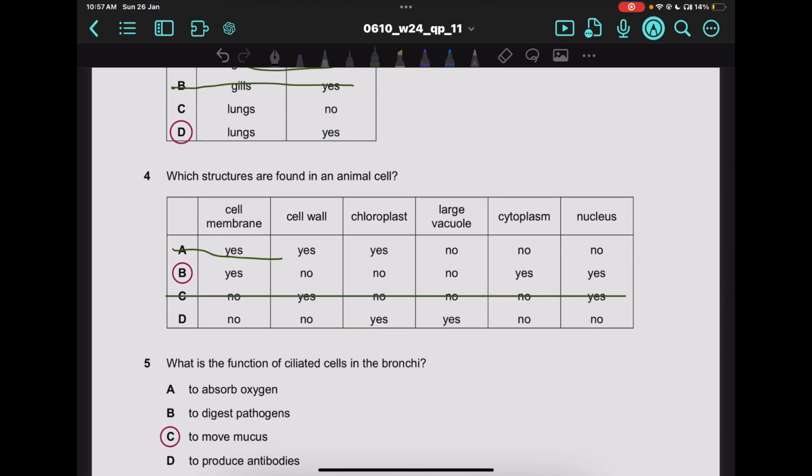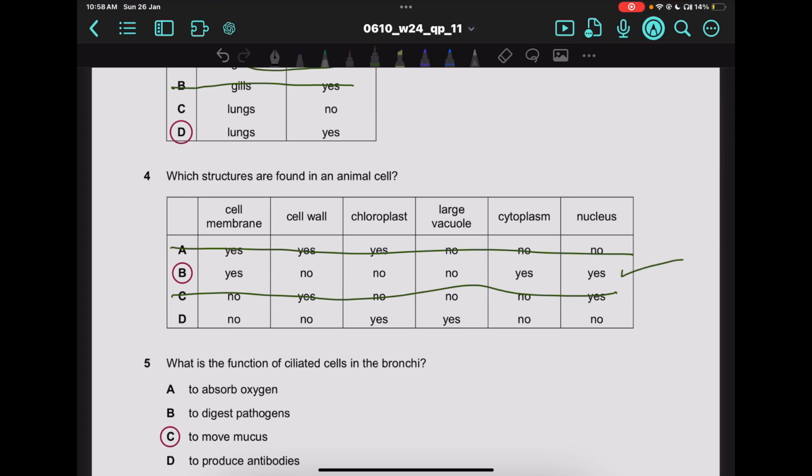Number 4 says, which structures are found in an animal cell? Of course, animal cells don't have any cell walls. So you will choose from either B or D. Okay, so over here in B, there is cell membrane, there is no cell wall, there is no chloroplast, there is no large vacuole, there is cytoplasm and nucleus. So this is so far so good.